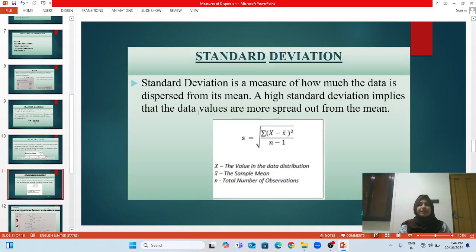The central point is also fixed in standard deviation, and we see how the data is dispersed from the mean. But here the standard deviation considers the extreme values also. That is the main difference between mean deviation and standard deviation. In mean deviation, they neglect outliers, while standard deviation includes the outlier values also.